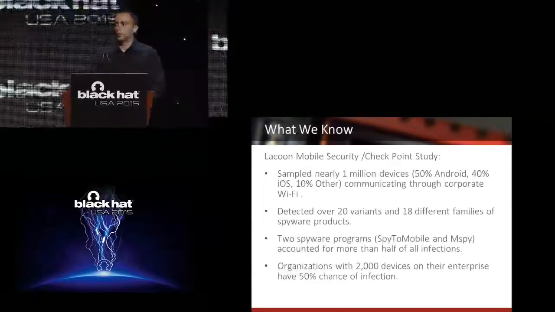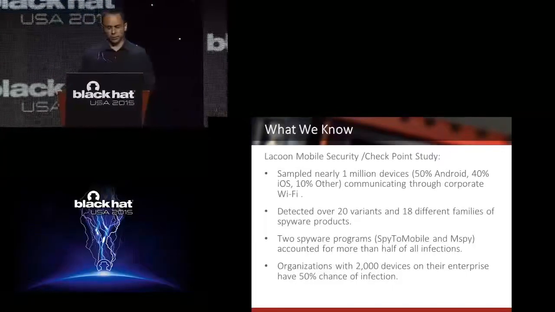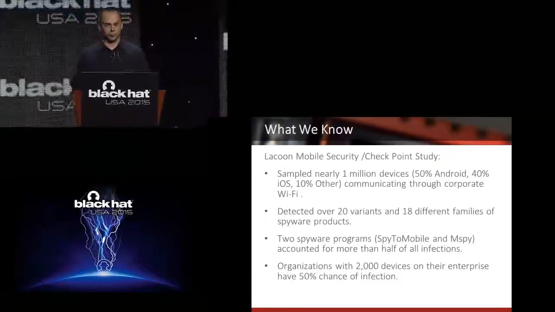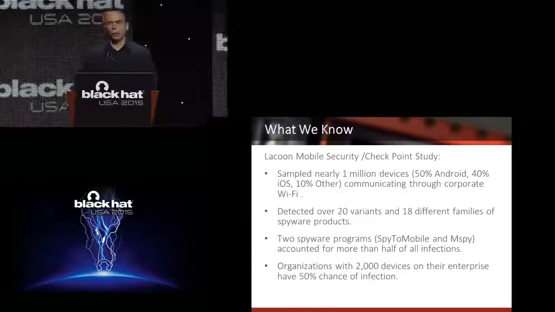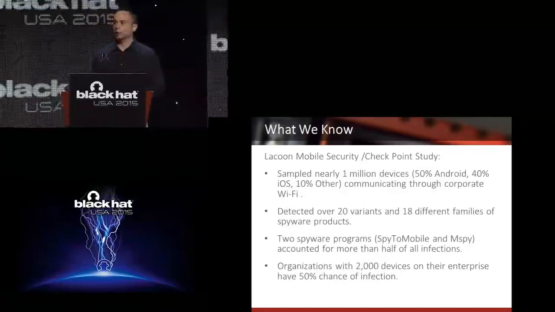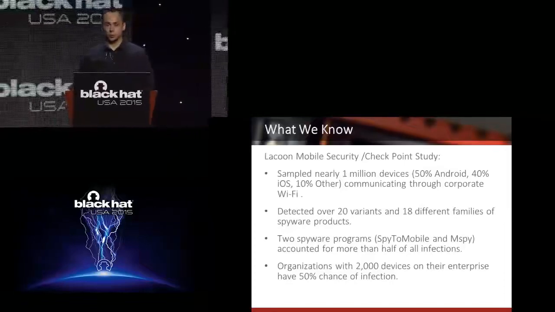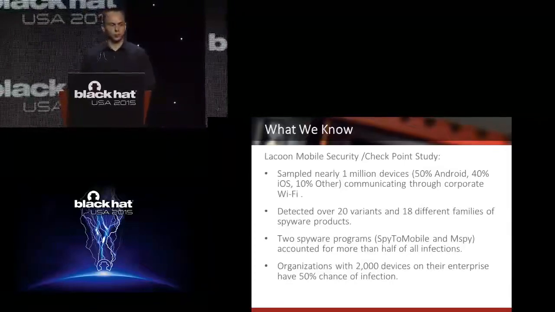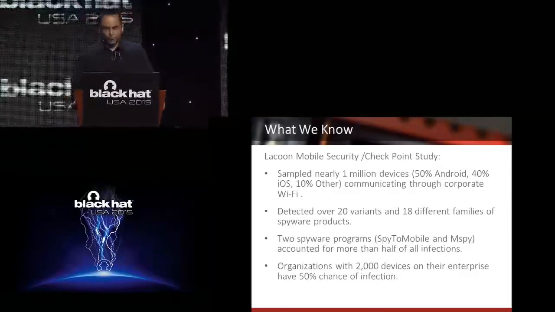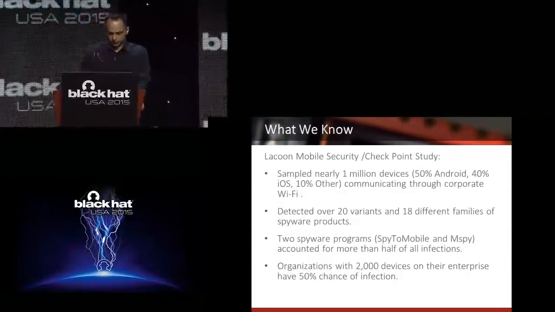So what do we know about these types of programs? Well, there hasn't been a lot of research out there, but what has been done, Checkpoint Lacoon did a study earlier this year. They found over 20 different variants against a very fragmented market and 18 families. Of note, they found two programs, mSpy and Spy2 Mobile, accounted for over half of all infections. And those are the two we're going to talk about today. We looked at more than just those two, but we're focusing on those two to give you the most value for being here. If you have over 2,000 devices on your enterprise network, you have a 50% chance of having at least one of those devices being infected.